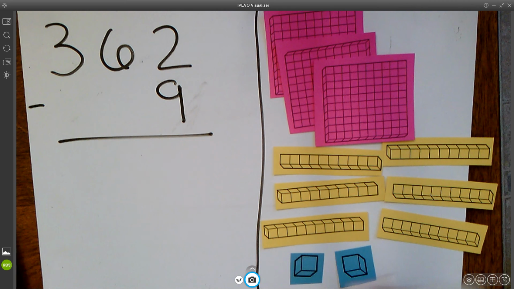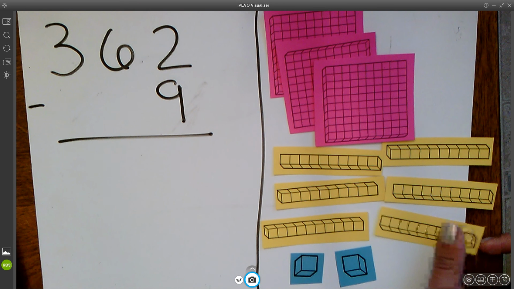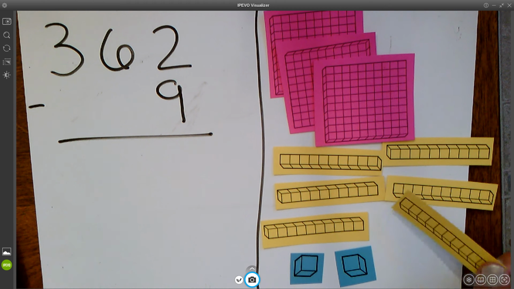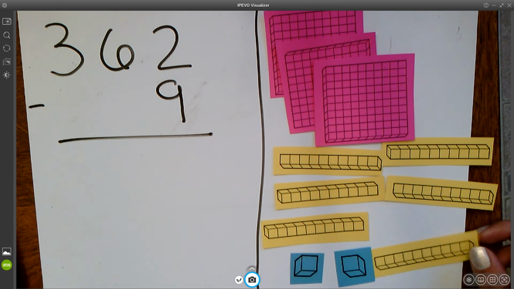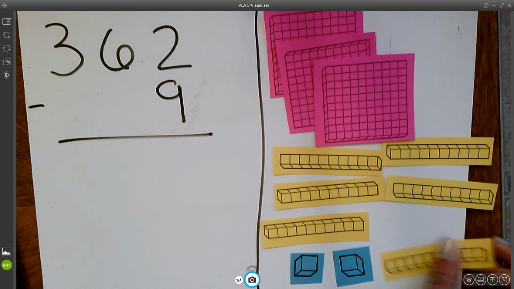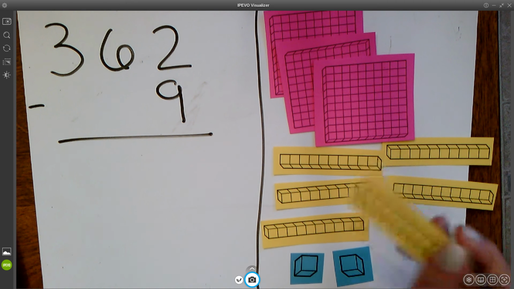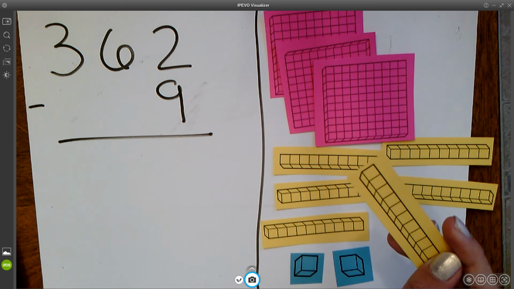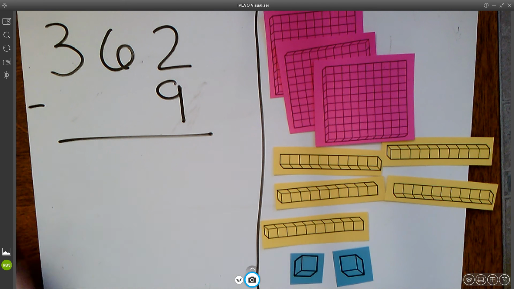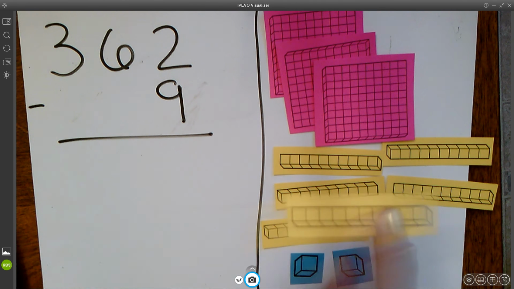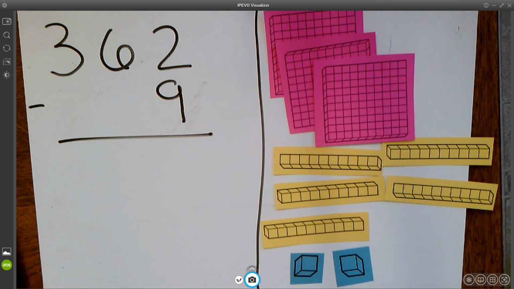Since this is too small of a number, I need to regroup. So I'm going to take my 10 stick and I'm going to put it with my ones. But I can't just put it in my ones like that. I need to exchange them. So how many ones belong in a 10? 10. So I'm going to regroup my 10 stick for 10 ones.